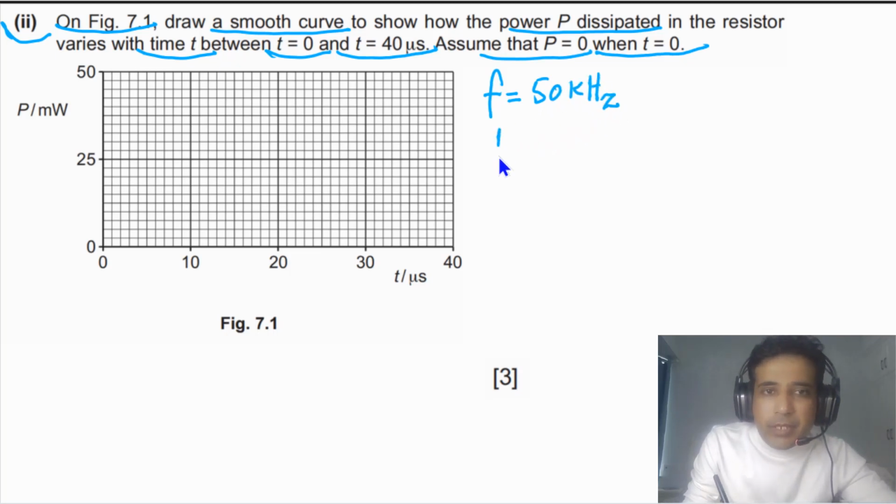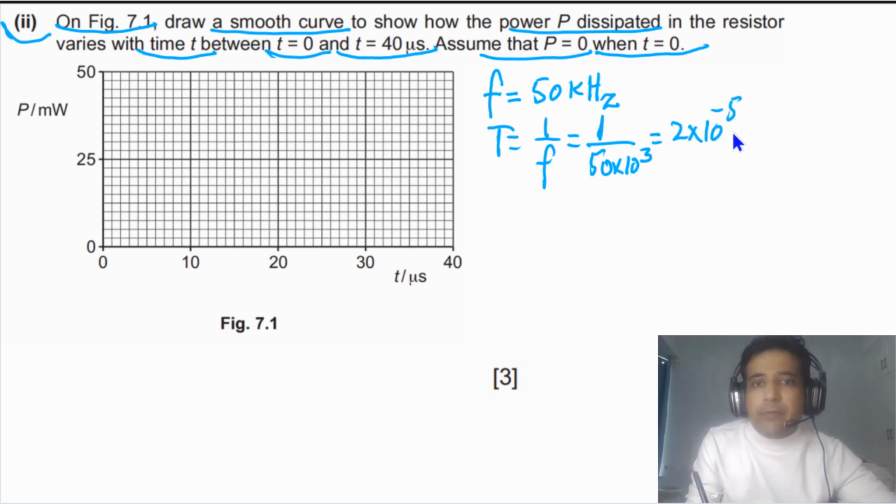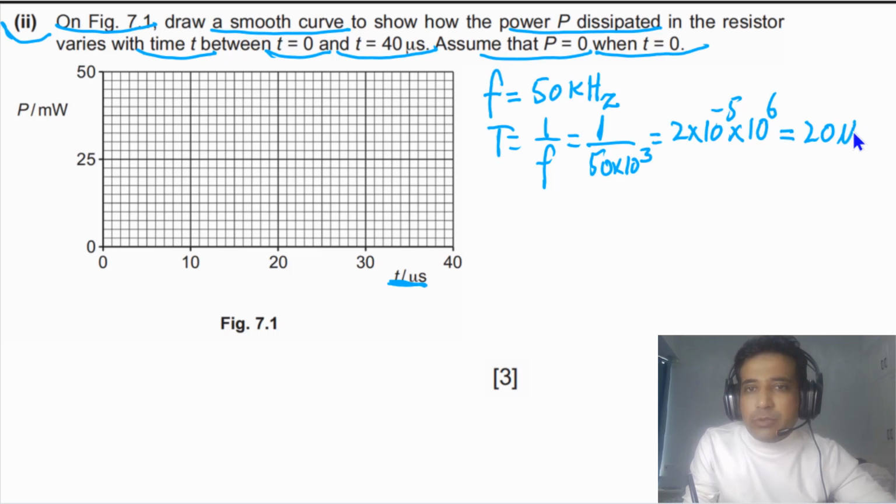So the time period we can calculate from here. The time period is equal to 1 over frequency. So we have 1 divided by 50 times 10 to the 3, and if we solve this, we get 2 times 10 to the minus 5 seconds. But the given unit is microseconds, so we have to convert this by multiplying by 10 to the 6. If we solve this, we get 20 microseconds. So this is the time period.